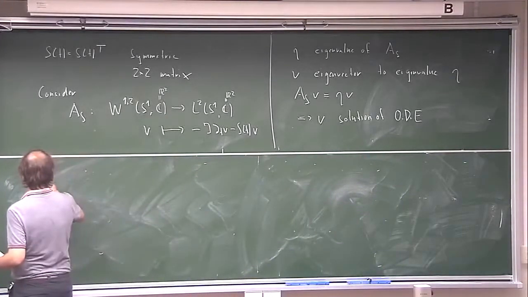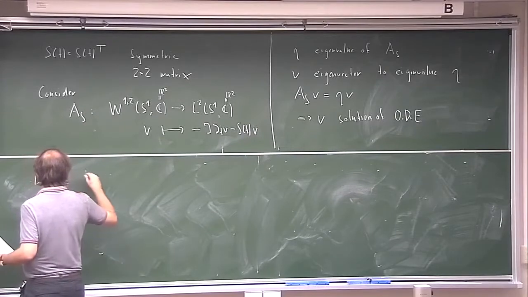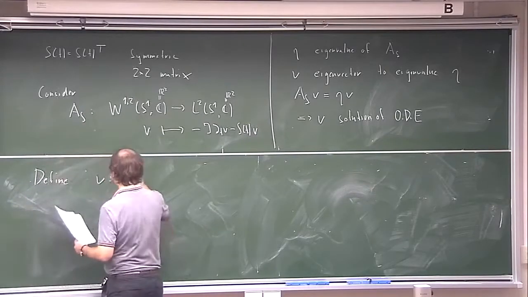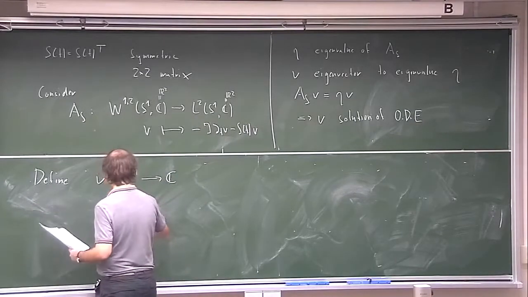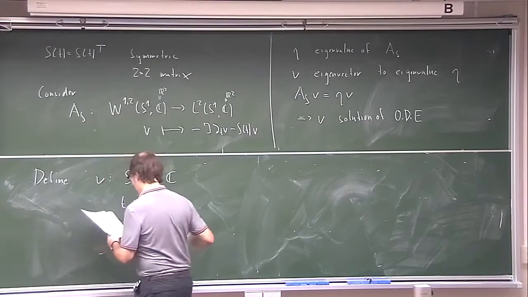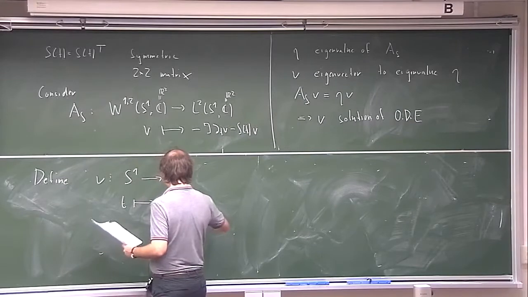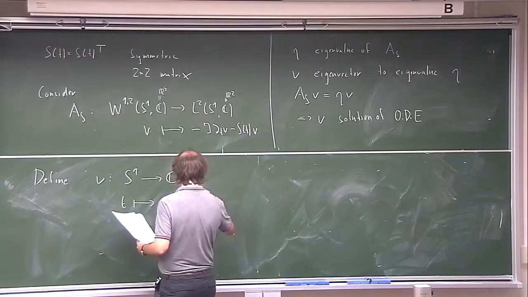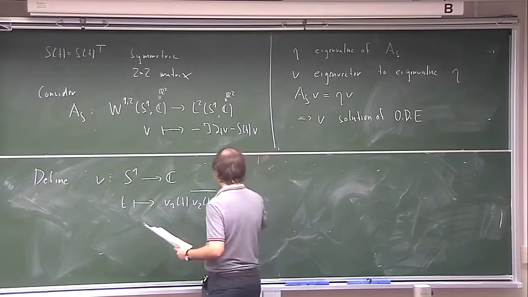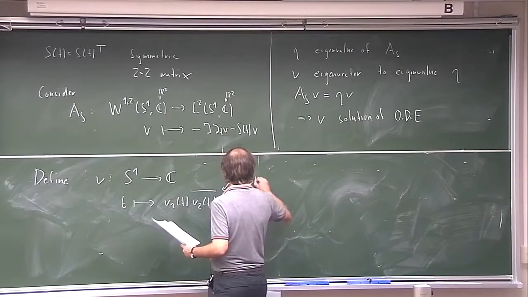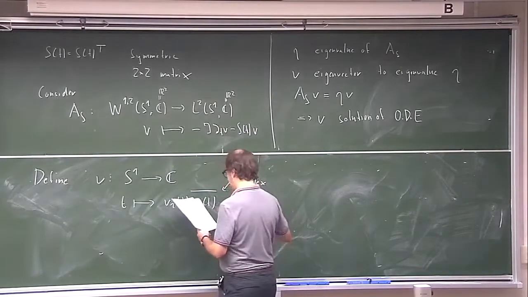Now define V from S1 to C by T goes to V1 of T, V2 T bar. Here is my complex conjugation.